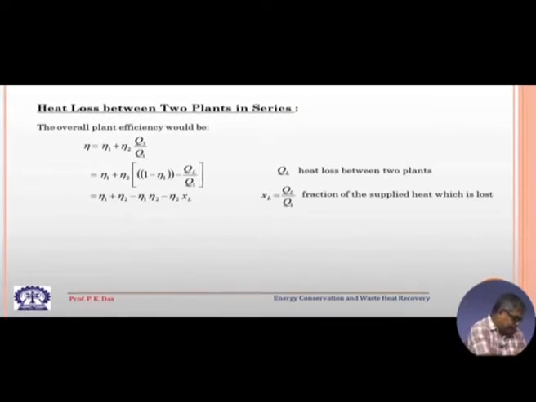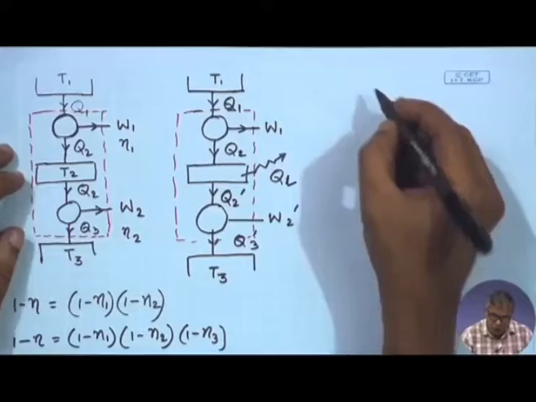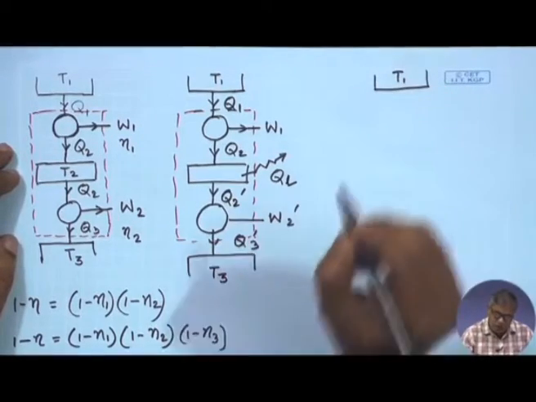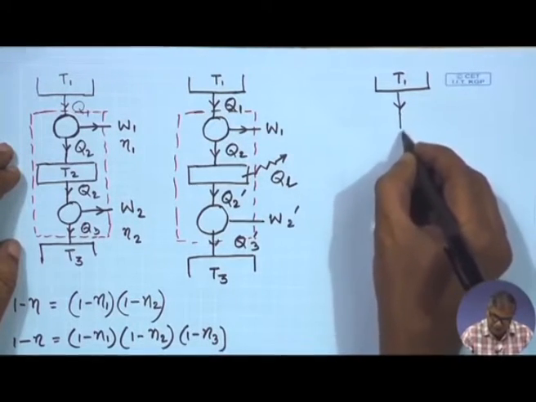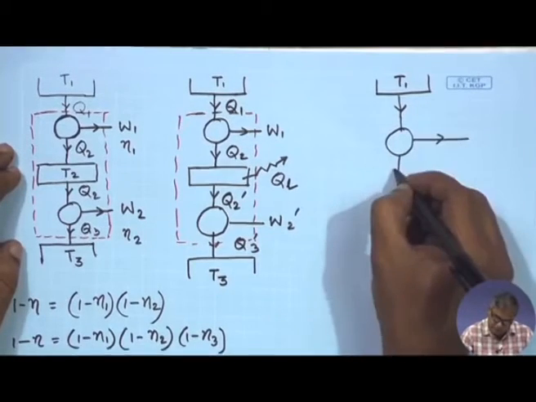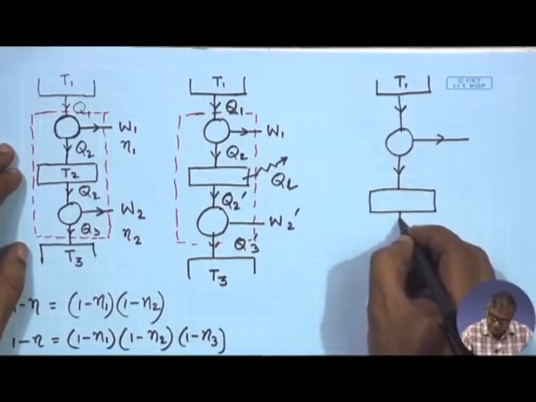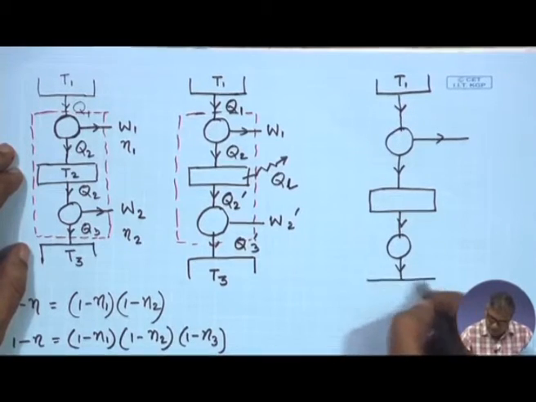than the previous case. The third situation which we can consider: in many cases, to take care of the heat loss or to have more output from the combined cycle, often some extra amount of energy is supplied to this combined cycle, but this is supplied to the bottoming cycle, not to the topping cycle, but to the bottoming cycle. The situation I am depicting is like this.